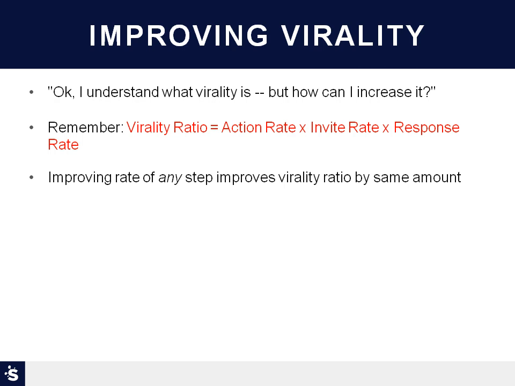But really the next question is, okay, I see that, but how can I increase it? Because you really want to know how, when you're pushing out a video or running a campaign, you can get more people through viral growth. So the key thing to remember is what we just talked about, which is that your virality ratio is the action rate multiplied by the invite rate multiplied by the response rate. What that means is, if you can improve any one of those steps, if you can get a higher action rate, a higher invite rate, or a higher response rate, your virality ratio is going to go up. So the trick is, how do we improve those rates?